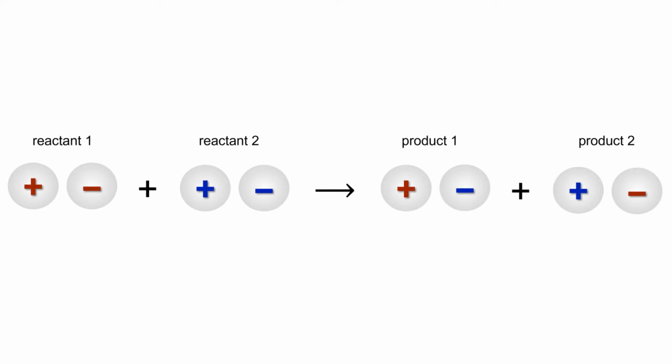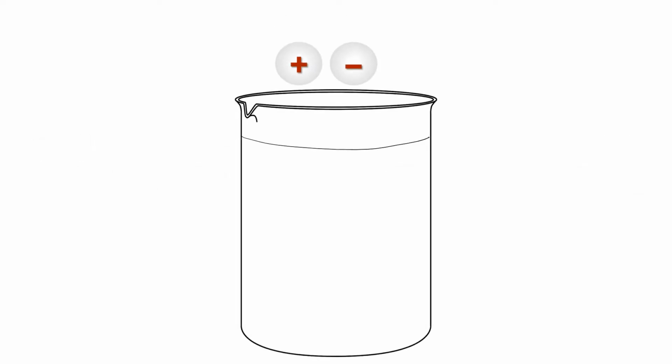A double displacement reaction occurs when two soluble reactants are mixed together. The reactants dissolve into their ions, and the ions swap out to form new ion pairs that are the products. The animation shows how this happens. There are four possibilities for a double displacement situation.